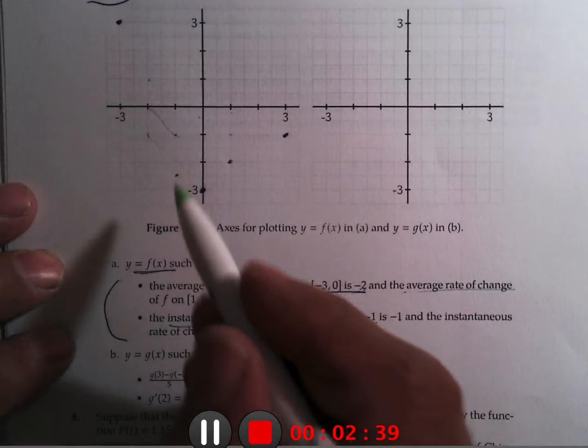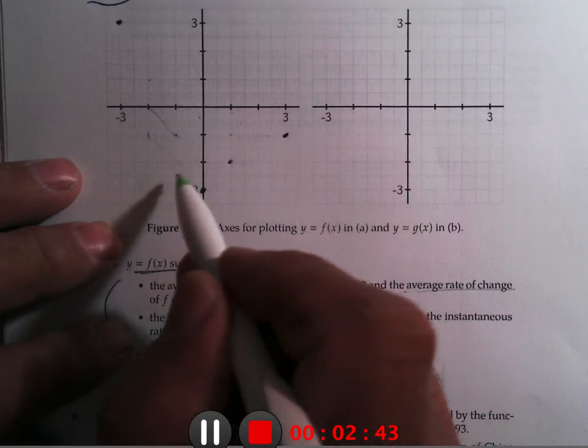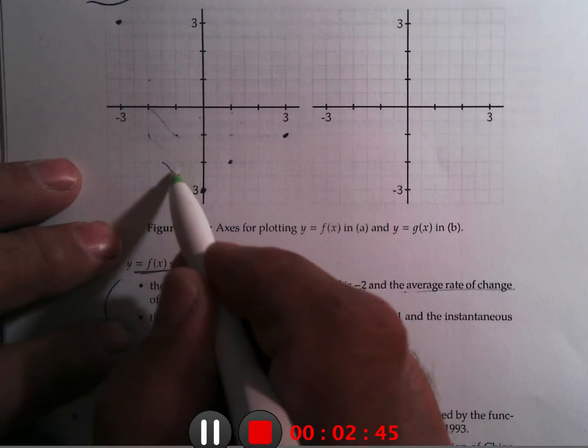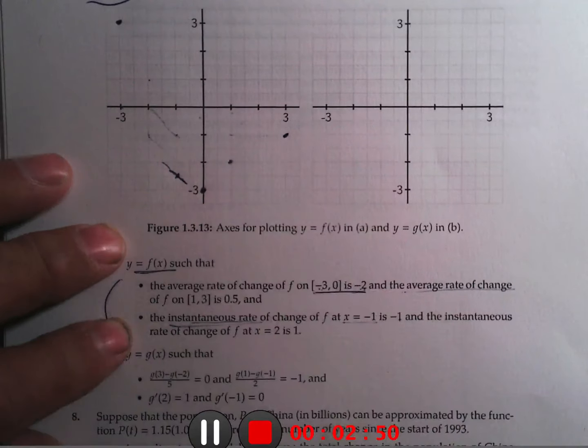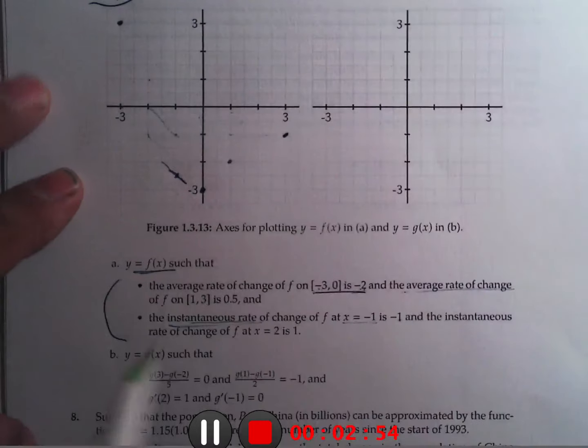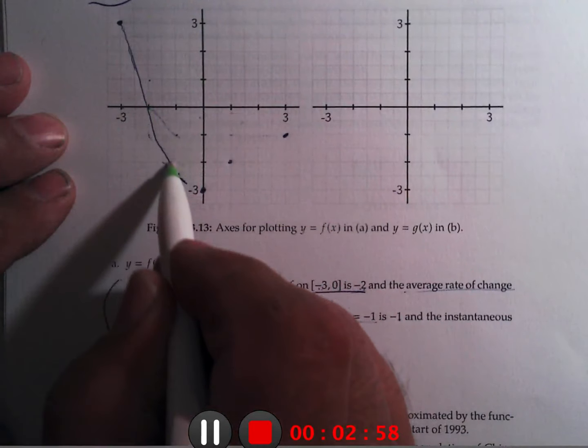I don't have to. I could put it up here. I could put it wherever. And I want to have a -1 slope. So the curve I'm going to have right there has a tangent line of -1. So I could go from here down and have that slope there and then get to this point.